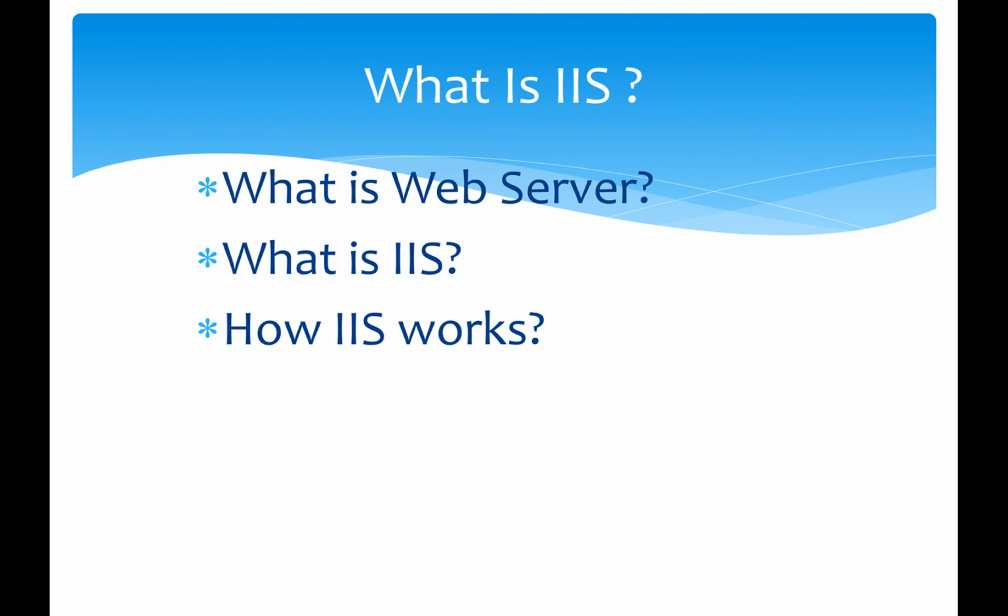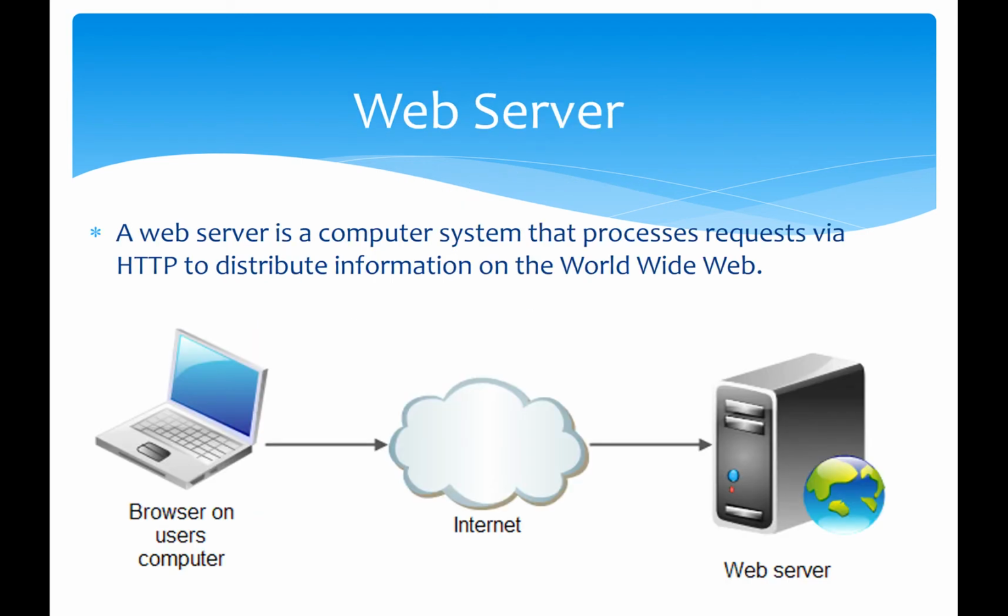Before I introduce IIS, I will explain what a web server is first, then introduce what IIS is and how IIS works. A web server is a computer system that processes requests via HTTP to distribute information on the World Wide Web. The term can refer to the entire system, or specifically to the software that accepts and supervises the HTTP requests.